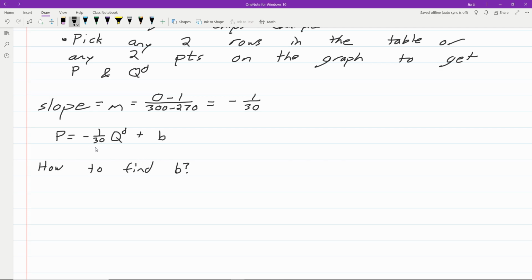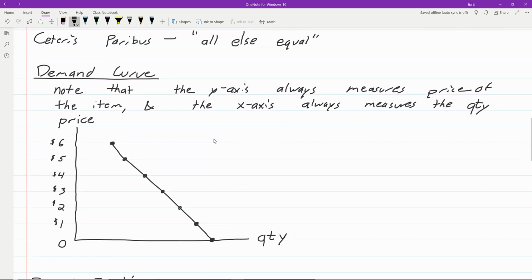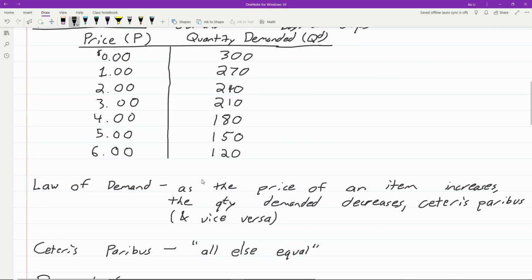Since we know the slope here is minus 1 over 30, and it's a straight line, so it's the same slope no matter what part of the line we're on, all we have to do is pick one of these rows of information to substitute into our equation, and then we can just solve for b. So just to make sure it's clear, first all we have to do is pick one row of data here for the price and quantity demanded.